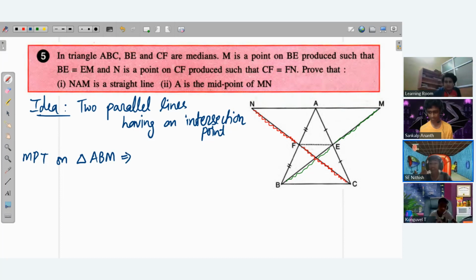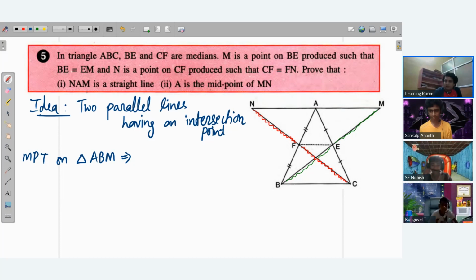Oh yeah, we can connect C and M and make a parallelogram inside. Wait, extend B and connect N and that imaginary point. We can do that also. ABM triangle. Oh, that triangle.